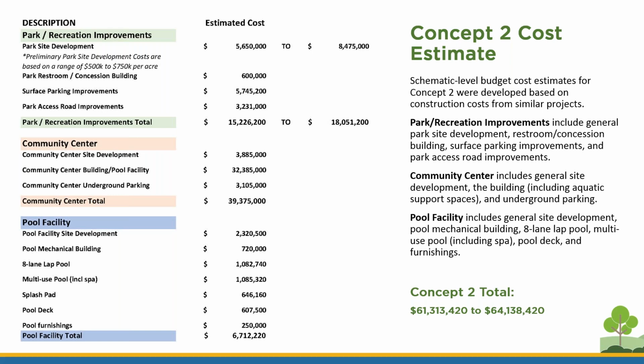The community center includes general site development, the building itself that houses the aquatic support spaces, and underground parking. The pool facility includes general site development, pool mechanical building, the 8-lane lap pool, multi-use pool, the spa, pool deck, and site furnishings. For Concept 2, the estimated range is $61 million to $64 million.